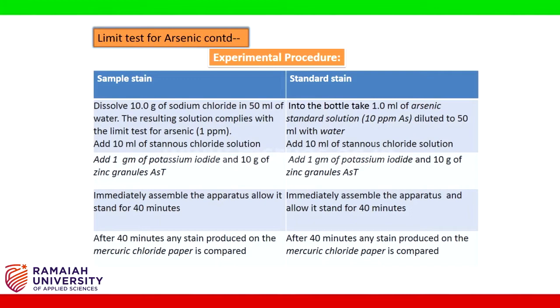The standard stain is prepared similarly by taking 1 ml of arsenic standard solution and diluting it to 50 ml with water, then treating with 10 ml of stannous chloride solution, 1 gram of potassium iodide, and 10 grams of zinc granules. Immediately assemble the apparatus. Allow it to stand for 40 minutes at 40 degrees centigrade. After 40 minutes, any stain produced on the mercury chloride paper is compared.